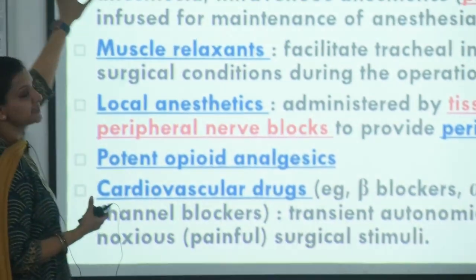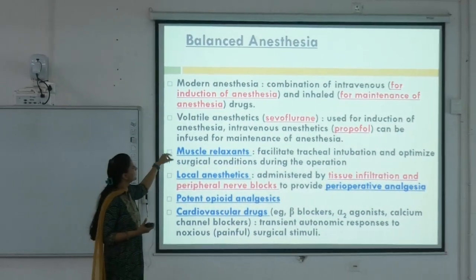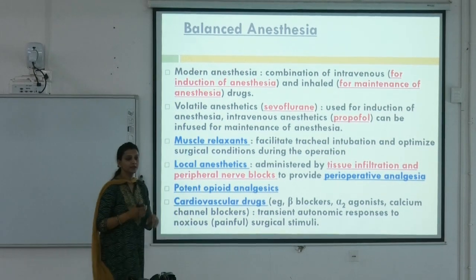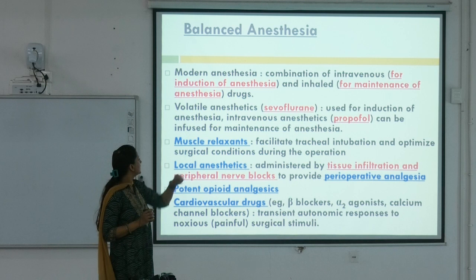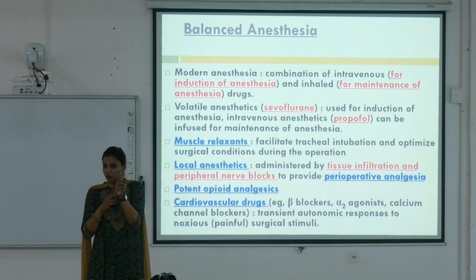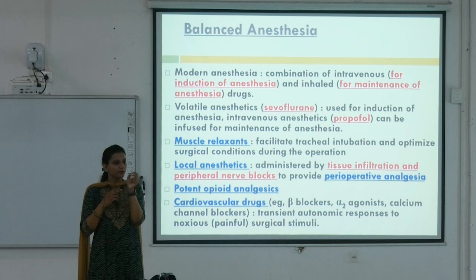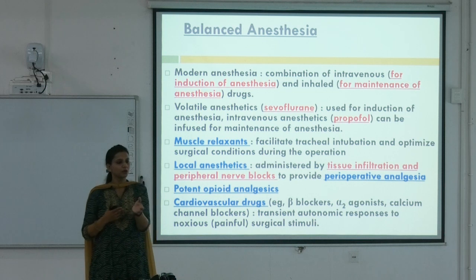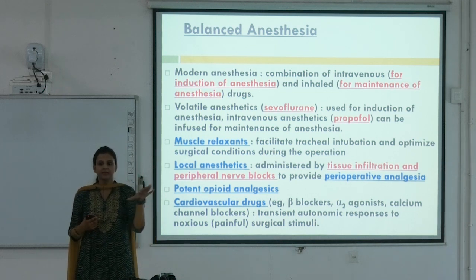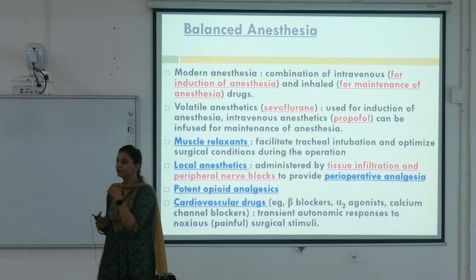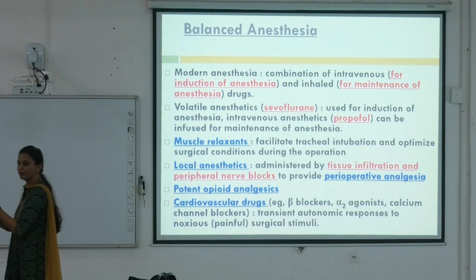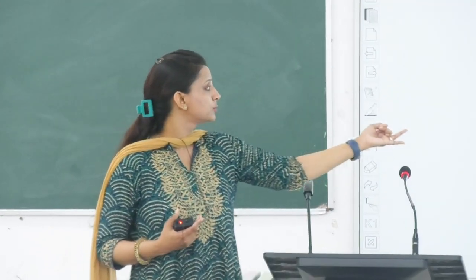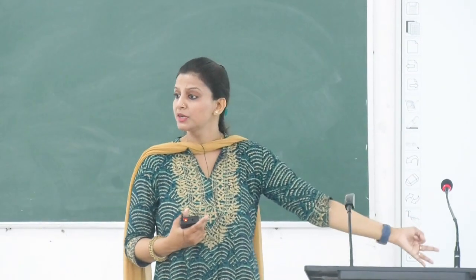So modern anesthesia, this is a modern anesthesia. How come? We are combining the intravenous with the inhaled drugs. When you are giving the intravenous shot, going direct IV, in a very short span of time, it will induce the anesthesia. Then what do you do? Inhaled drugs are used to maintain the anesthesia. And you give muscle relaxants. What else? You give analgesics. What else can you give? And you can also give the cardiovascular drugs.